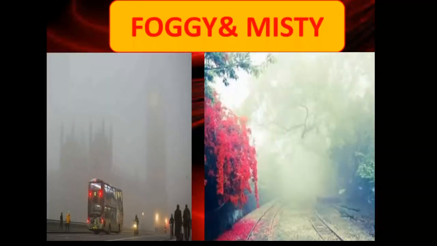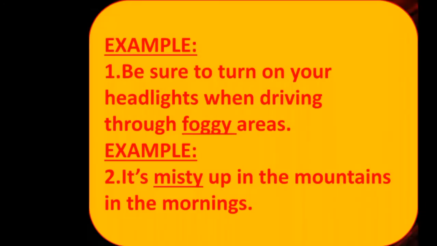Next is foggy and misty. Now, these two adjectives refer to hazy conditions caused by small droplets of water in the air that make it difficult to see. Fog forms closer to the ground and is thicker and more difficult to see through. Mist usually forms on the hills and mountains and isn't as thick. Now let's make it more clear with an example. First one is, be sure to turn on your headlights when driving through foggy areas. Next example is, it's misty up in the mountains in the mornings.